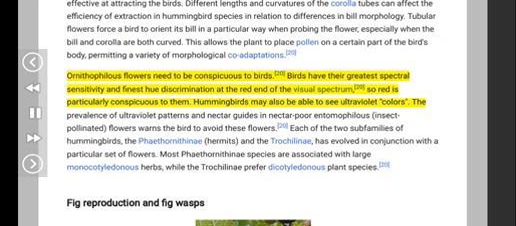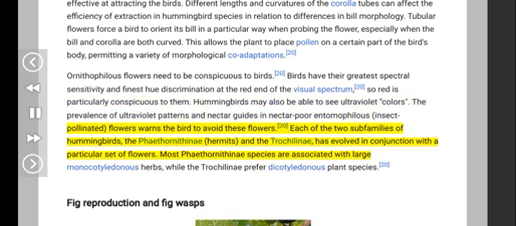Birds have their greatest spectral sensitivity and finest hue discrimination at the red end of the visual spectrum. So red is particularly conspicuous to them. Hummingbirds may also be able to see ultraviolet colors. The prevalence of ultraviolet patterns in nectar guides in nectar-poor entomophilous, insect-pollinated flowers warns the bird to avoid these flowers.